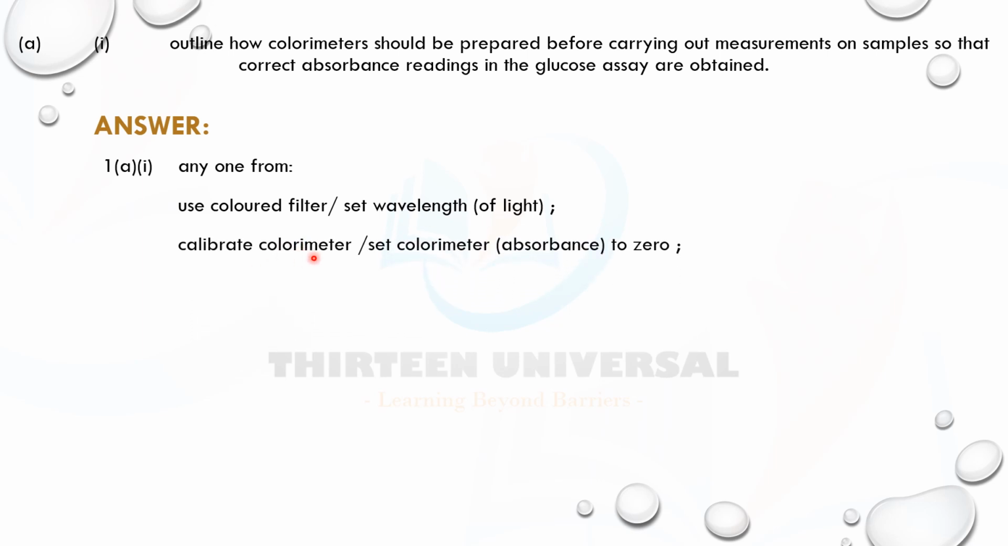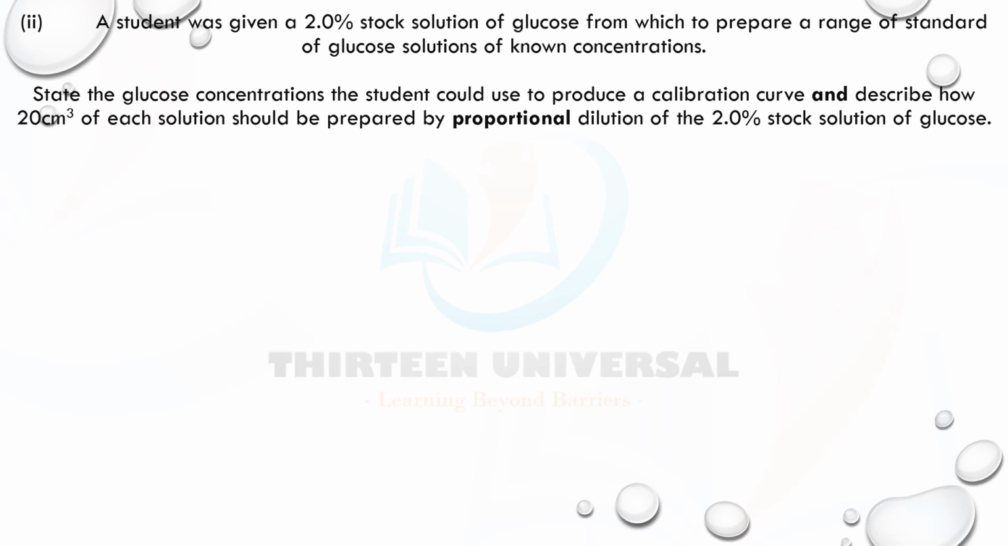Calibrate the colorimeter. We set the colorimeter absorbance to 0. And how do we do that? Which liquid gives us 0 absorbance? The one that doesn't have chemical, so use distilled water to calibrate the colorimeter to 0. Guys, it's just 1 mark, but they ask questions a lot from this.